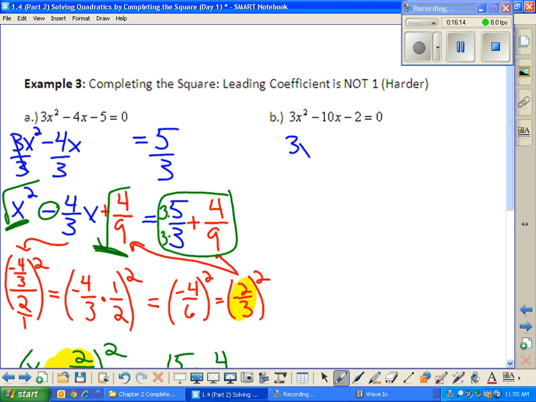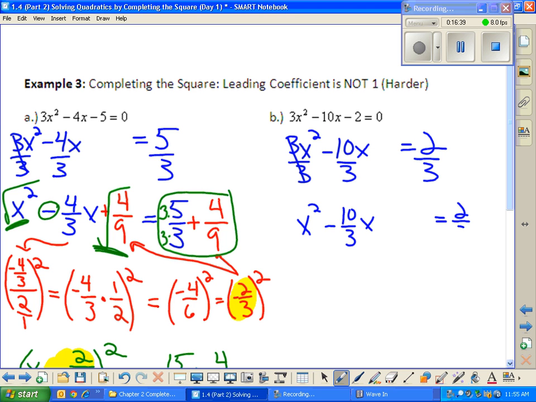So we have 3x squared minus 10x equals 2. Then, after you do 3x squared minus 10x, and that's set equal to 2, we're going to work to get rid of that number in front of x squared. So we divide everything in the problem by 3. So you get x squared minus 10/3 x equals 2/3. And then ultimately we do add a number onto both sides of that equal sign.